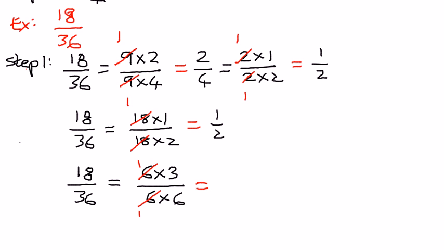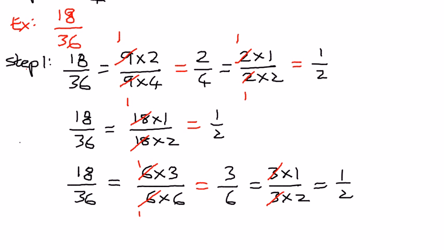What we're left with here is 3 over 6. 6 is a multiple of 3. The way we can write it is 3 times 1 is 3. 3 times 2 is 6. Therefore, we can cancel out the numbers which are common in the numerator and denominator. So therefore we are left with 1 over 2.